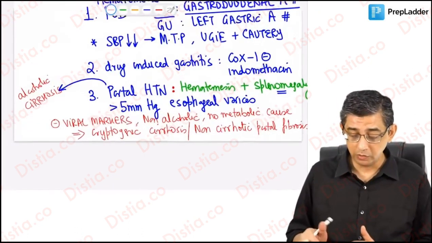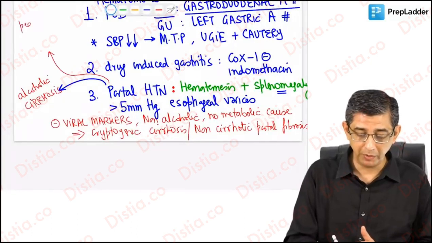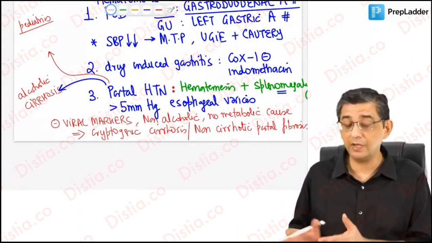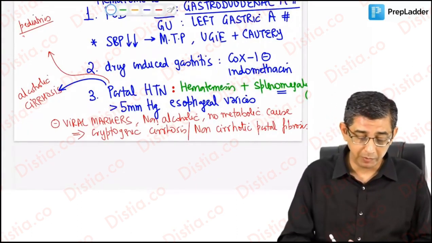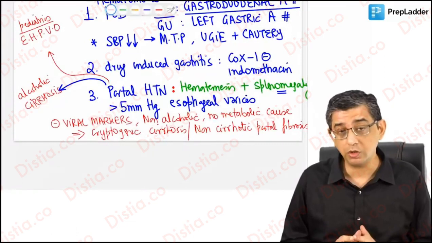In the same breath, I would also like to mention that if portal hypertension is asked to you from the pediatrics domain, and he says, why would a child have portal hypertension? Why would a child be puking blood and having a splenomegaly? Then from a pediatric perspective, the answer would be extrahepatic portal vein obstruction. EHPVO is the usual short form that is used.